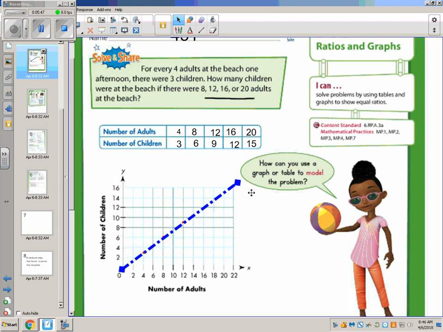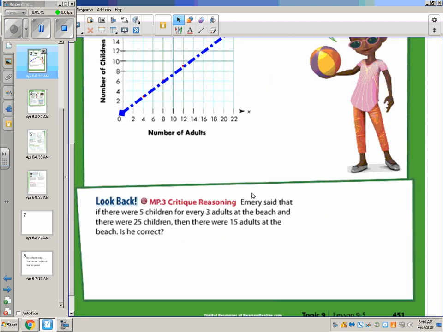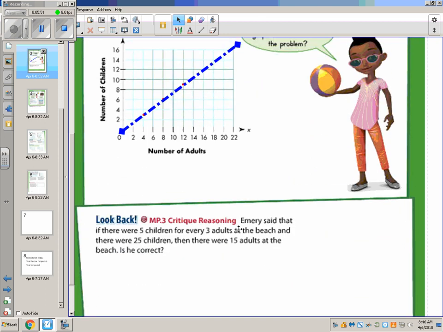Okay, so once you have that filled in, we'll take a look at the bottom. So Emery said that if there were 5 children for every 3 adults, sorry, there was an announcement. I had to pause my video. On the look back, it says Emery said that if there were 5 children for every 3 adults at the beach, and there were 25 children, then there were 15 adults at the beach. Is he correct? So the way I would set this up is I would set it up like a fraction and compare it that way.